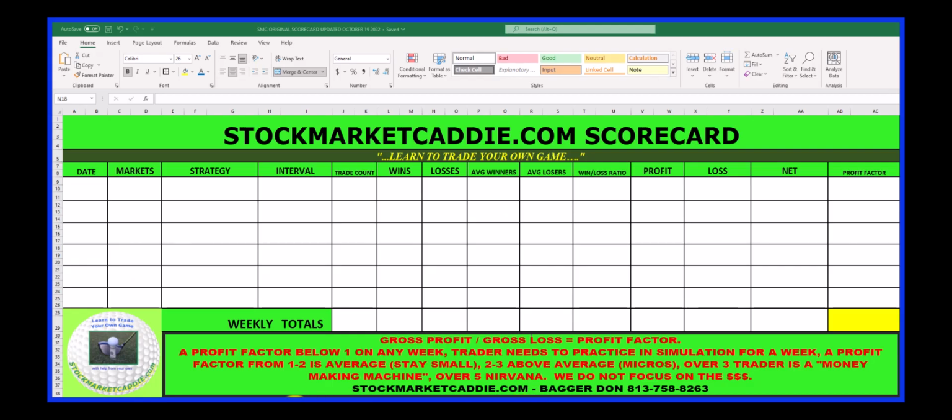Now, we have a more advanced scorecard, and we're going to be refreshing and updating that. And that scorecard came to us from one of our members. He took this layout, made it smaller, made it much more sophisticated, and we're going to update that and get that out to everybody as well.